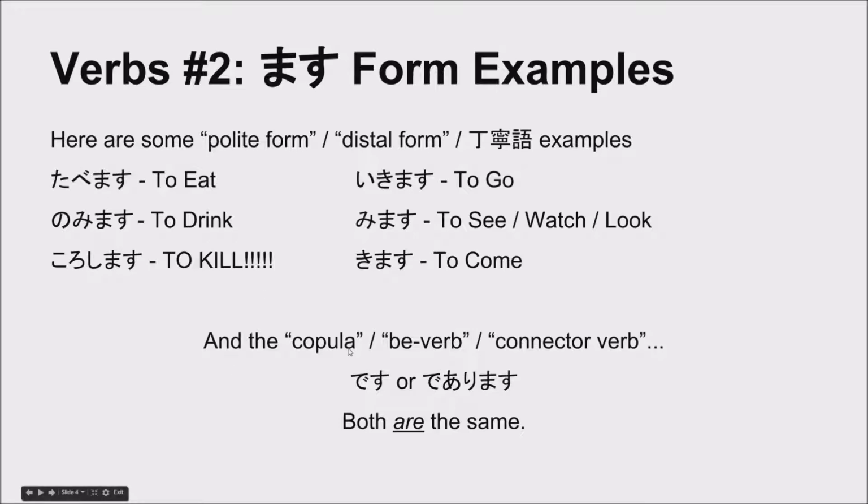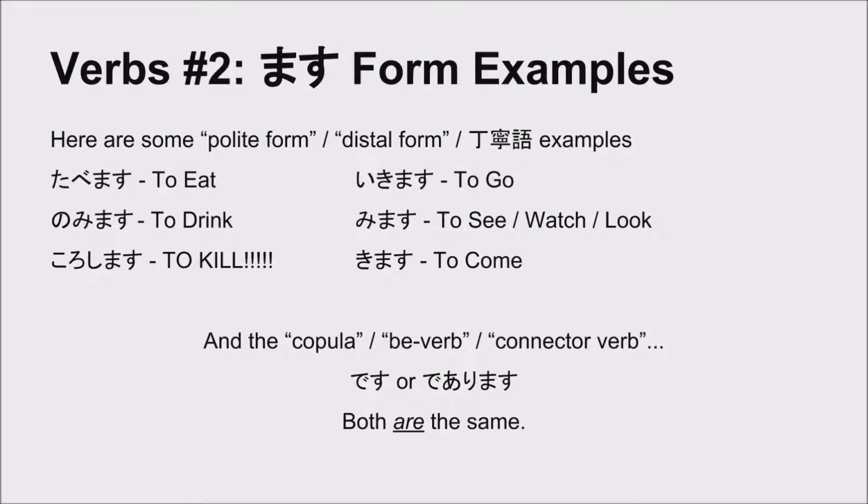There's also the copula, the be verb, the connector verb, eight billion different ways of saying the word des, de arimasu, or de aru, or things like that. All those little words that mean is. Here are the mas form equivalents of des. Des or de arimasu. They're pretty much the same. I'm sure some native speakers are going to yell at me, but generally, give or take, they're the same. Des equals de arimasu. You're going to see des way more often than de arimasu, but you need to be aware that de arimasu is des.